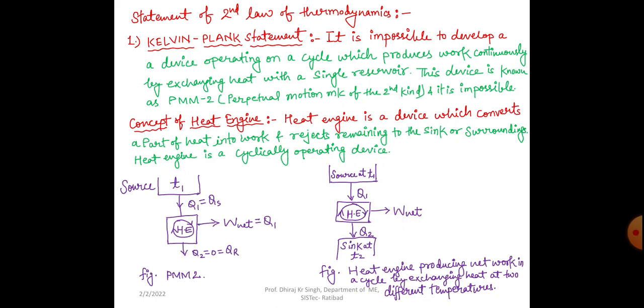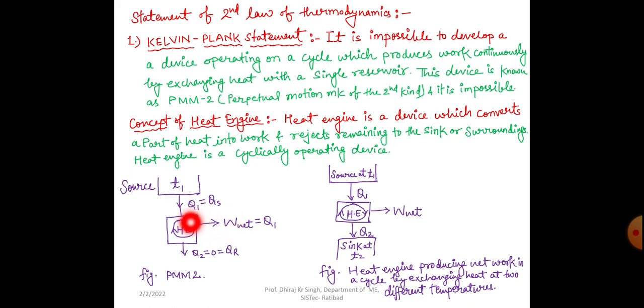So if we want to find the efficiency of this heat engine, then the efficiency will be net work divided by heat supplied. So W net divided by Q1 will be the efficiency. In this figure, you can see this is the figure of PMM2, which is not possible.